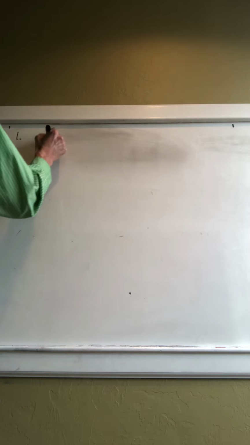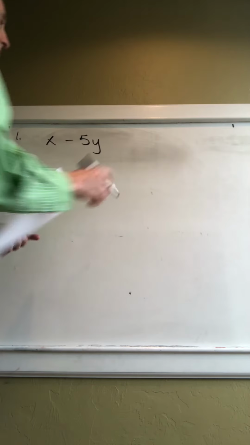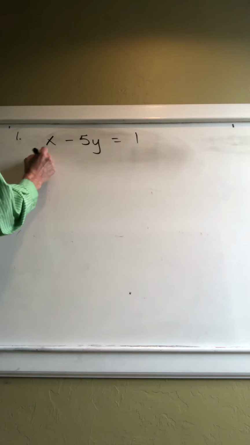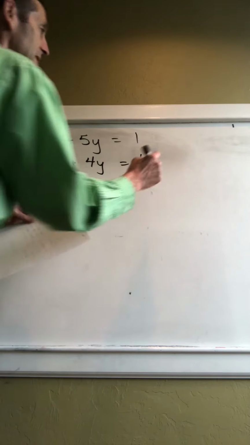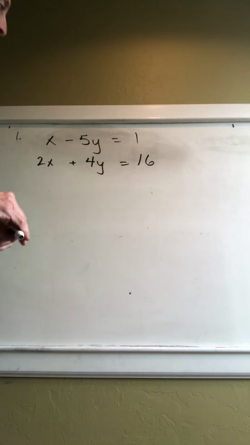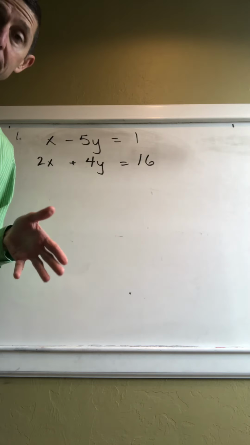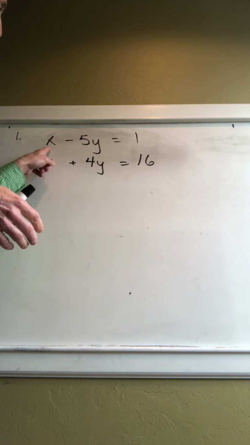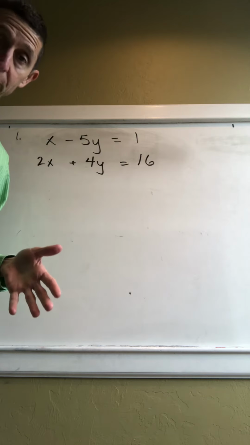Okay, here we go. We've got 2 equations for number 1: x minus 5y equals 1, and 2x plus 4y equals 16. For the substitution process, what we're going to try to accomplish is to pick out an easy letter to substitute for. So you've got an x, a y, a y, and an x. Find the easiest one to work with.